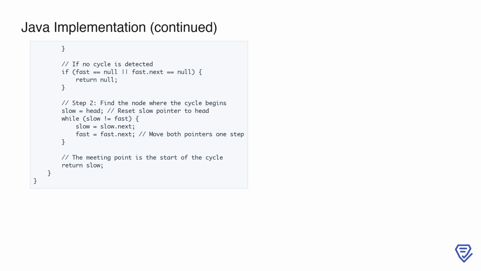This works because both pointers are effectively traveling the same distance, one from the head and the other from the meeting point, which leads them to converge at the cycle's starting node. Finally, we return the slow pointer, which now points to the beginning of the cycle.